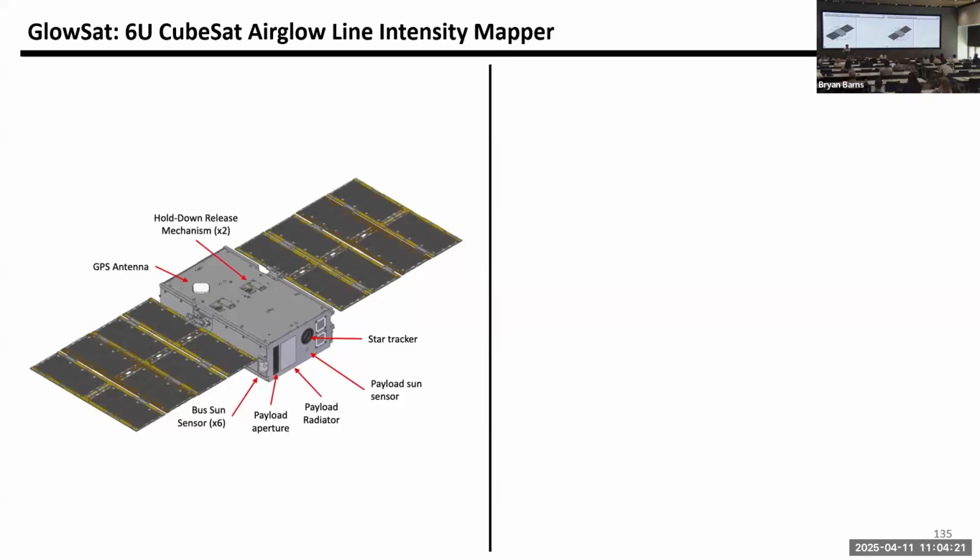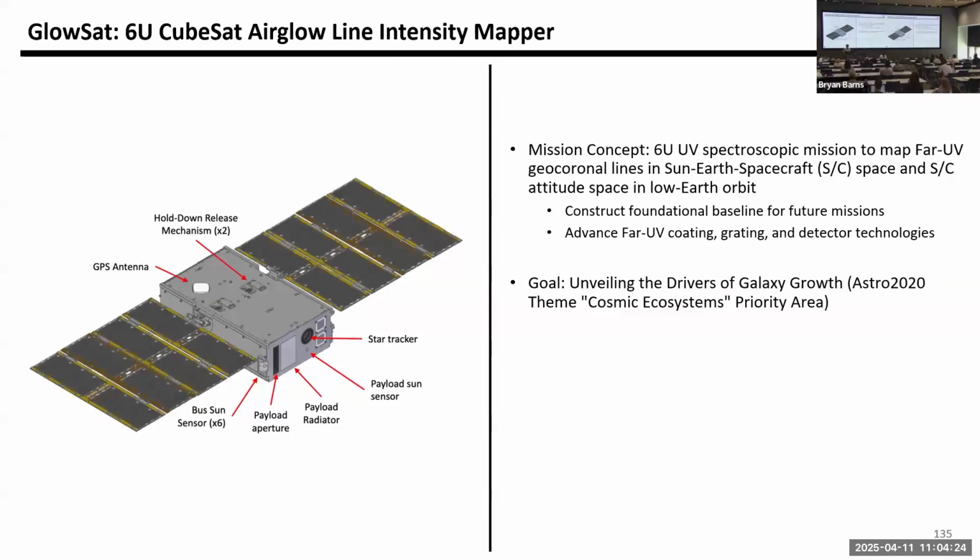Here is the spacecraft CAD model, and the mission concept is where it turns out that we can do this with only a 6U CubeSat form factor. So the concept is doing a spectroscopic mission to map far UV airglow lines in various spacecraft-Earth-Sun geometry so that we can construct a foundational baseline for the future UV missions. And of course, with the small CubeSat, we can also advance the technology for far UV astronomy, the coating, gratings, and the detectors as well.